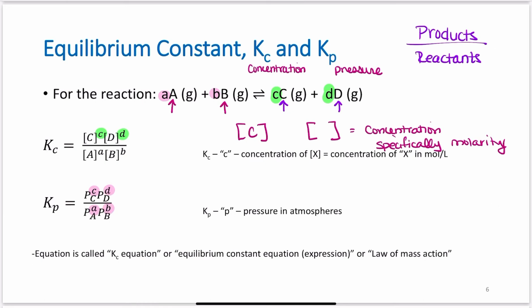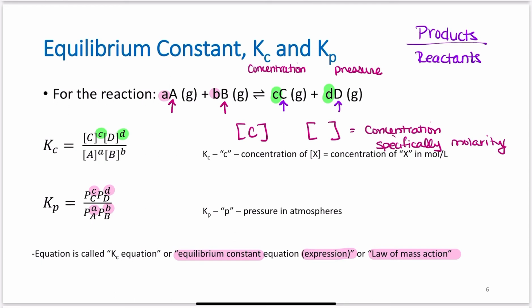So the pressure of component C raised to the power of C times the pressure of component D raised to the power of D, divided by the pressure of component A raised to the power of A times the pressure of component B raised to the power of B. And again, I most often call this your equilibrium constant expression or equilibrium constant, but you will hear law of mass action as well.